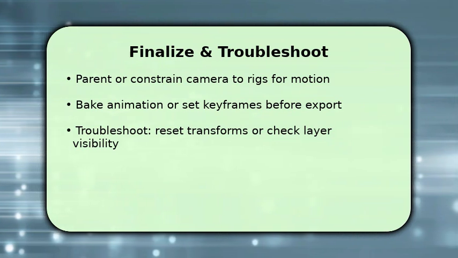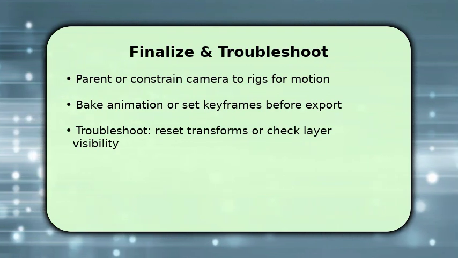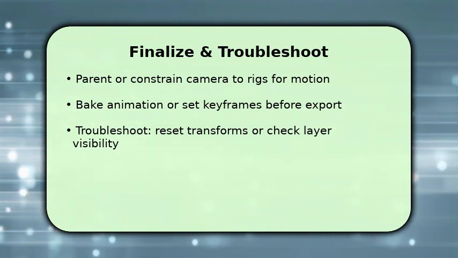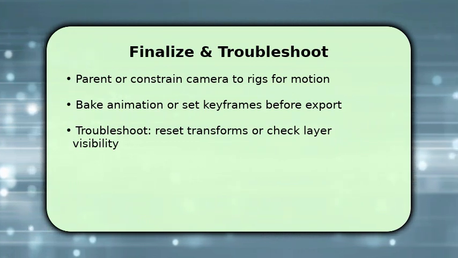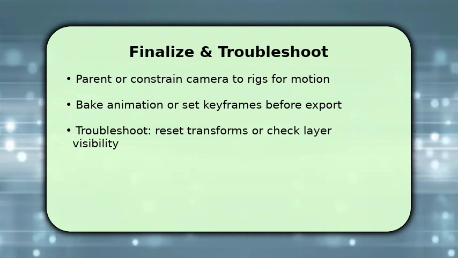If something goes wrong, reset camera transforms, toggle visibility and isolation modes, and verify clip plane settings. Many framing issues come from far/near clip or hidden constraints. These checks get your camera shot ready and stable for rendering.